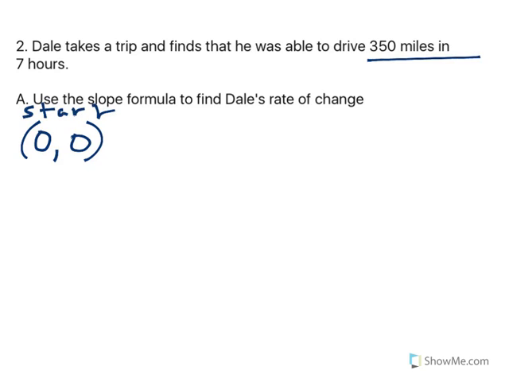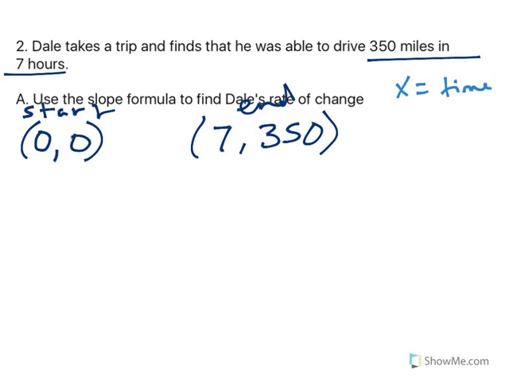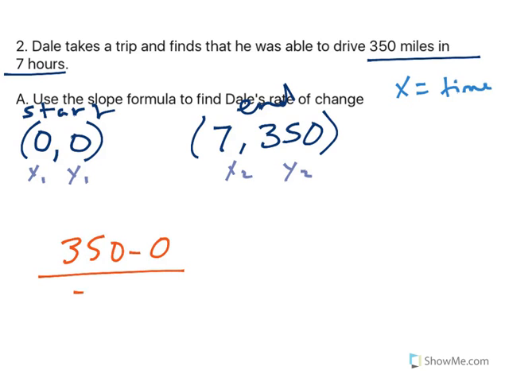This is when I started my trip. Well, after his trip, remember, time comes first. So in 7 hours, he went 350 miles, right? That's the end of the trip. And again, remember, your x value is going to be any kind of time because time is generally on the horizontal axis as the independent variable. Now we can say x1, y1, x2, y2. So when I go to do the math, I could say y2 minus y1 over x2 minus x1, and I get 350 over 7, which is 50.